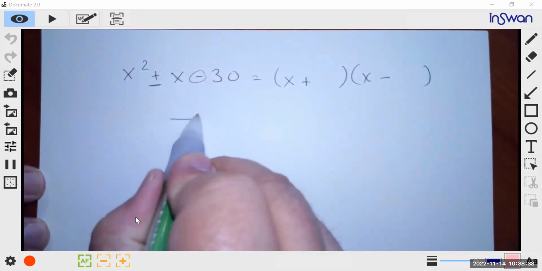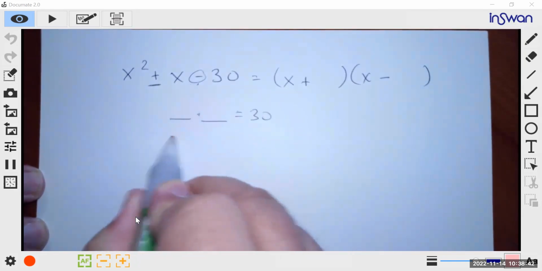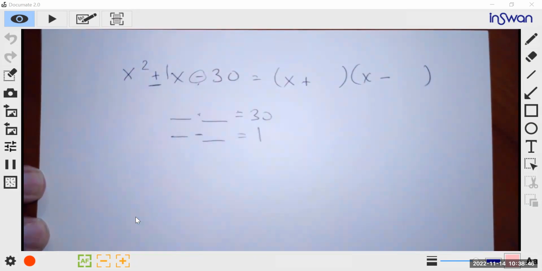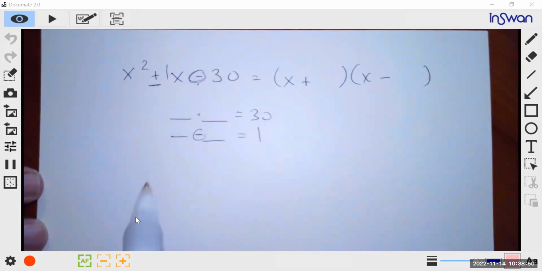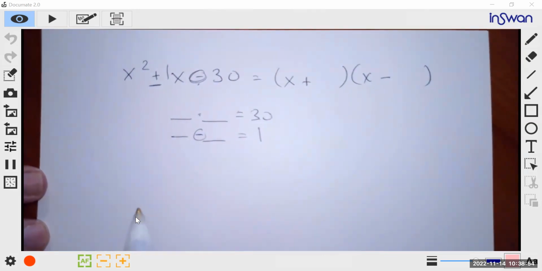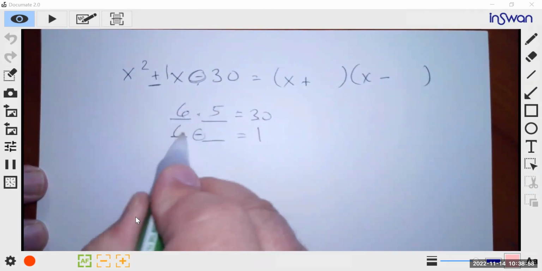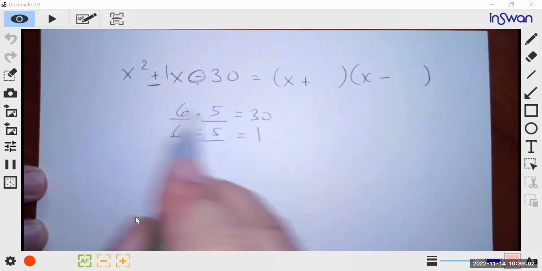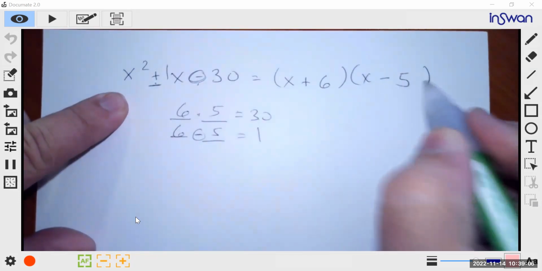So we're going to figure out what times what is 30. Now, when we subtract them, we get 1. This is that sign. So what times what is 30, and when we subtract them, we get 1? 6 times 5 is 30. 6 minus 5 is 1. So since 6 is bigger, it gets the plus sign. So it goes x plus 6, x minus 5.